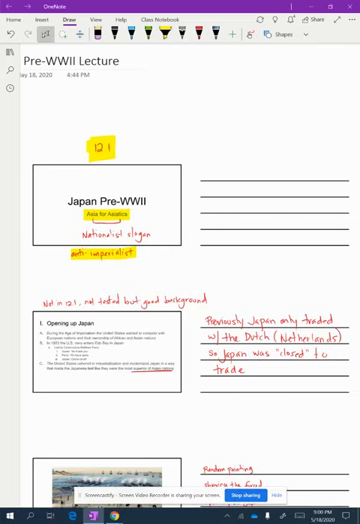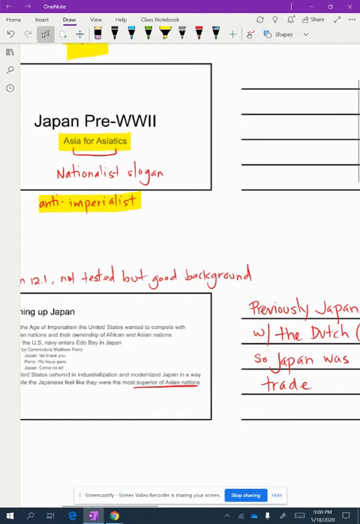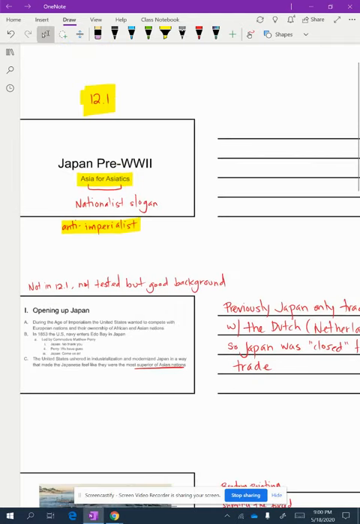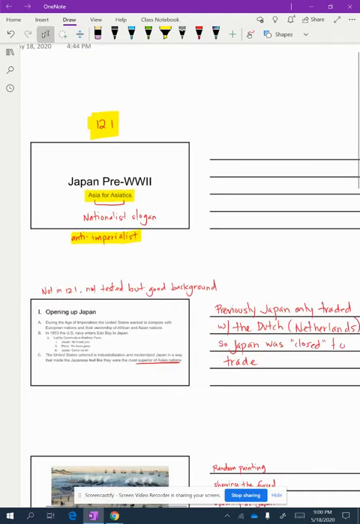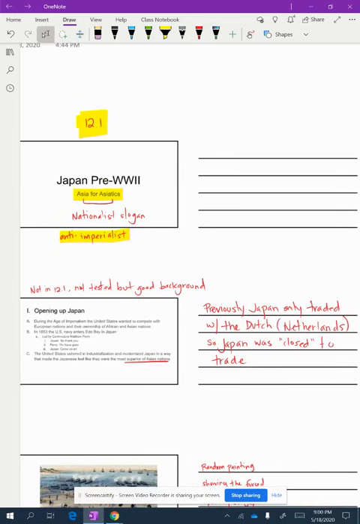So just keep that in mind as we go through this lecture and as we move through World War II. Now, just to give you an intro to Japan, I do want to let you know that this particular slide on opening up Japan is not in 12.1. It's not tested, but it's super good background to understand where Japan was coming from.